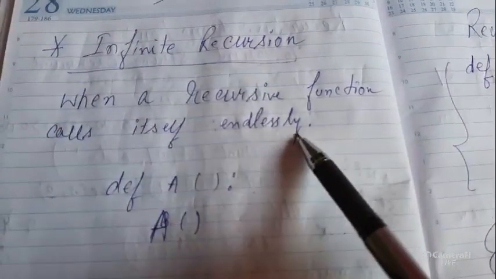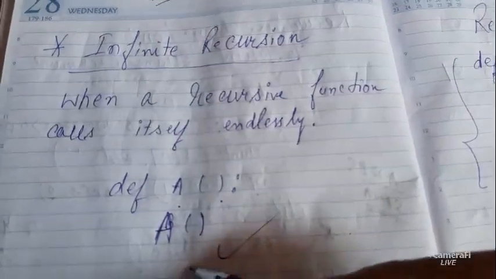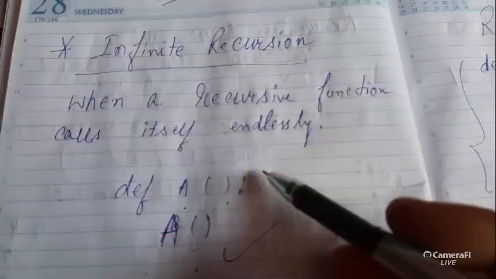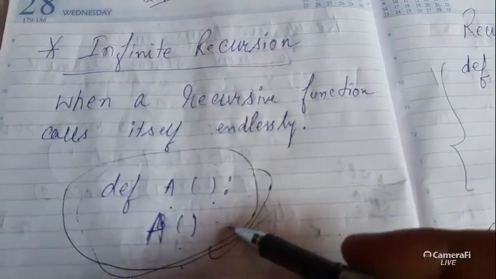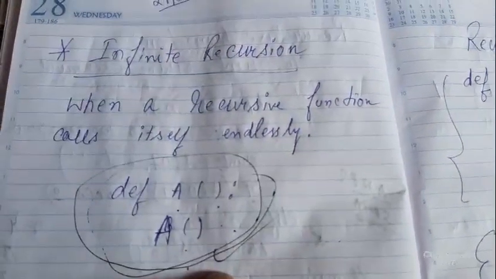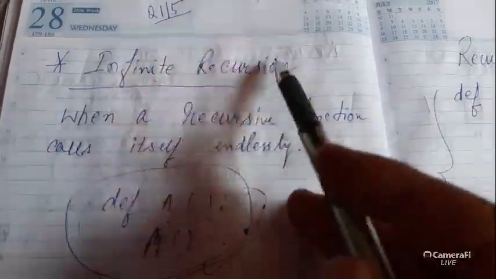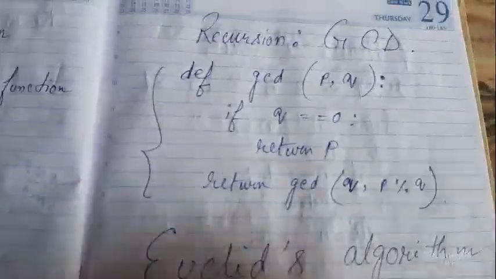function calls itself endlessly. You can see here def a, one function is there, within the function it is calling itself, but there is no end situation. That means the function will call itself on a continuous basis, it will not stop. So this type of recursive function is called infinite recursion. Now I am just moving to the next problem.